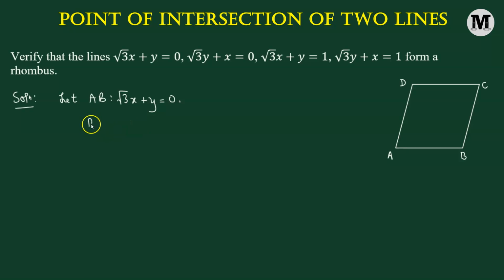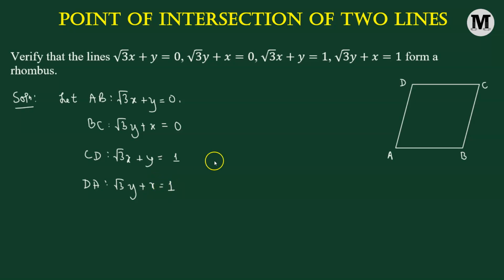Then we have the side BC. Let's say BC is represented by square root of 3y plus x equals 0. Then we have the side CD. CD is going to be represented by the equation square root of 3x plus y equals 1. And then we have DA. DA is going to be represented by the equation square root of 3y plus x equals 1. We need to show that ABCD is a rhombus.